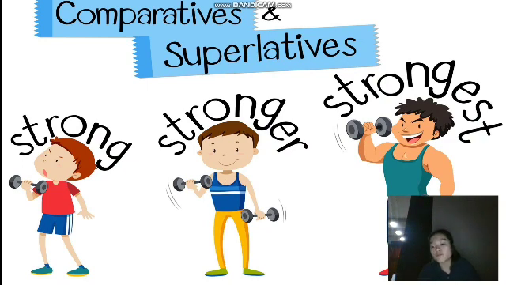There are three different types of adjective: the positive, comparative, and superlative. The positive form is the basic form of adjective, for example, strong. The comparative form carries the meaning more, like stronger means more strong. The superlative form carries the meaning the most, like strongest means the most strong. Cool, right? Now let's have a better look at what comparatives are.